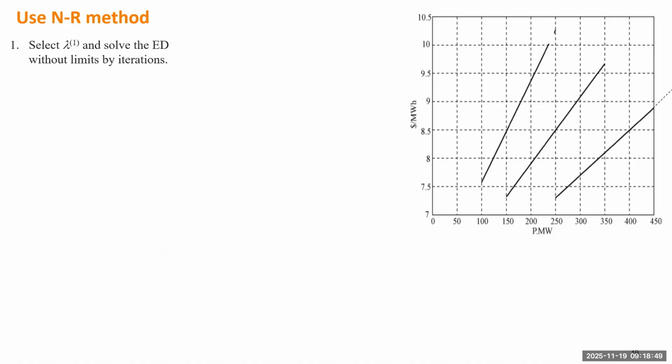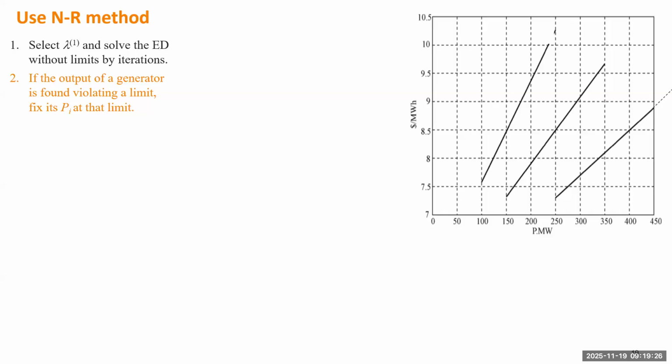For the Newton-Raphson approach, we can actually pick any initial guess for the incremental cost lambda. We call it lambda 1, and we just solve the economic dispatch by iterations. We don't need to consider the limits in this step. In step number 2, step 1 gives you a solution for the economic dispatch without limits, and then we check the solution for the limits.